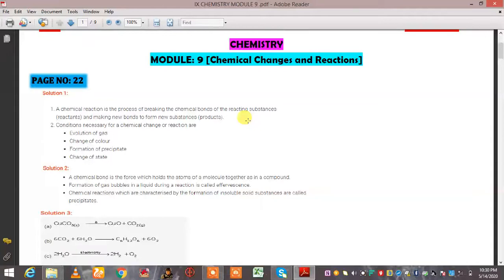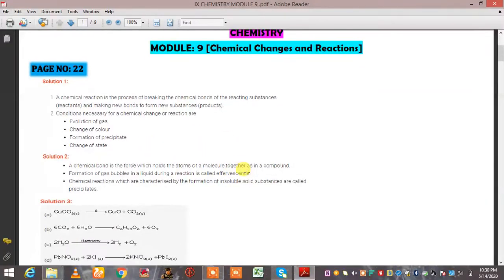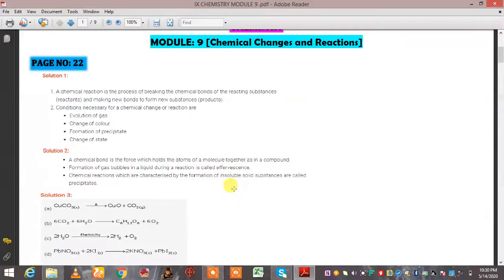Next question is, define chemical bond. So a chemical bond is a force which holds the atoms of a molecule together as in a compound.